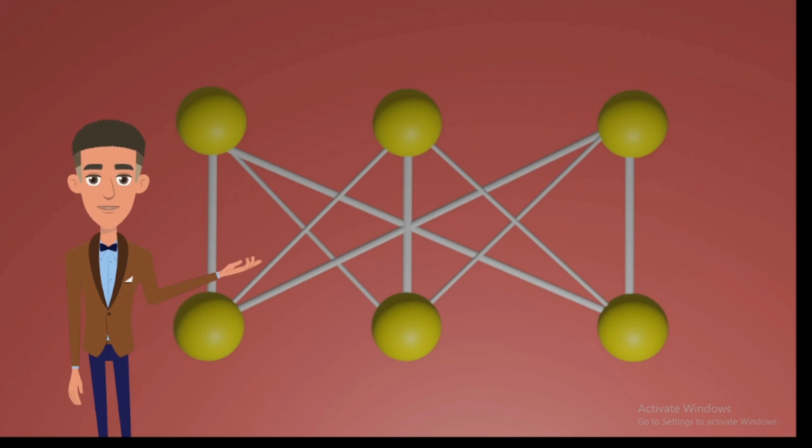Now let's move on to the optimal graph. An optimal graph is a graph that satisfies certain optimization criteria or objectives. The specific definition of an optimal graph depends on the problem or application at hand. Optimal graphs are important in many applications because they provide efficient and effective solutions to complex problems.